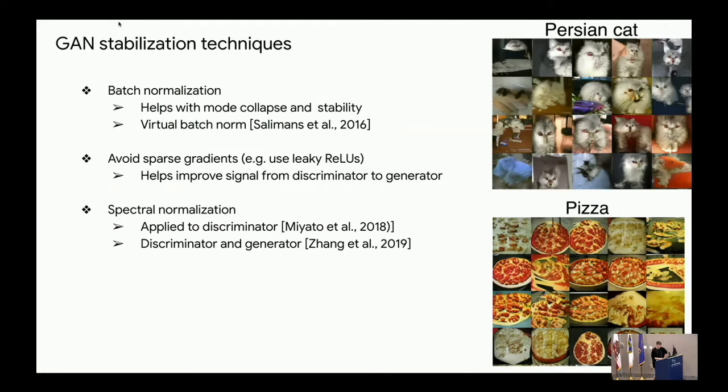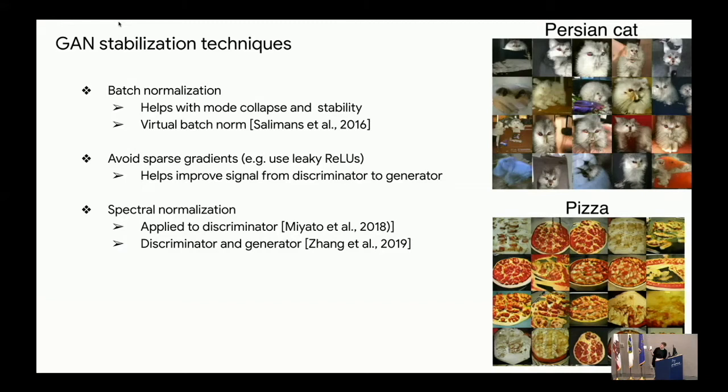Spectral normalization. This is a more recent paper. It's a weight normalization method that has also been proposed to stabilize training. It can be thought of as an alternative to weight clipping or gradient penalties and other normalization techniques. So it was originally just applied in the discriminator.